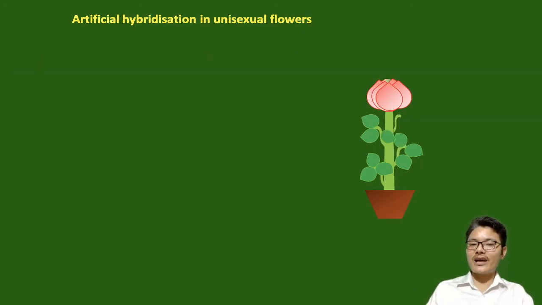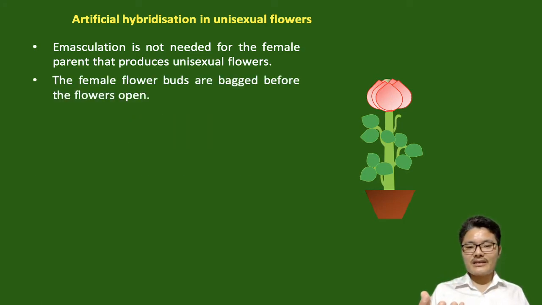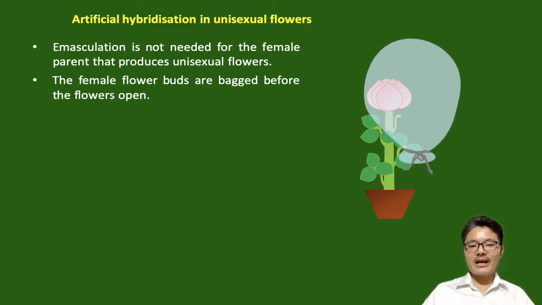Now in case of unisexual flowers, the female flowers only have stigma and there is no presence of anther. And do you think emasculation is required? There is no need of emasculation. Anthers need not be removed, as the flowers only have the pistil with stigma. So what needs to be done is the female flowers should be protected from unwanted pollen germination. For that we use butter paper for bagging.